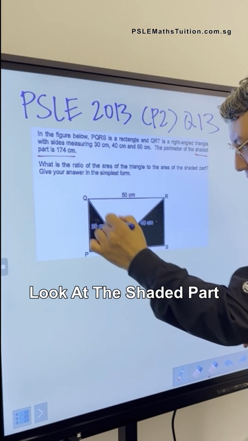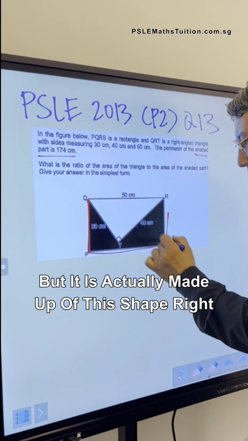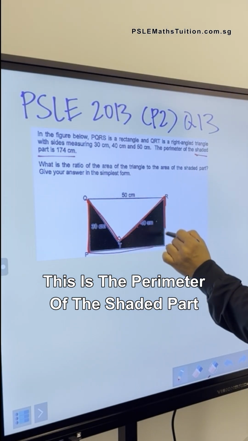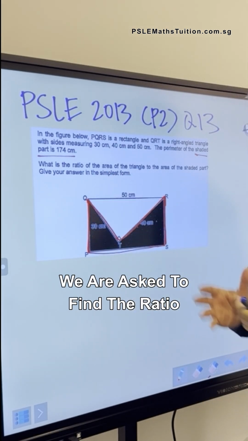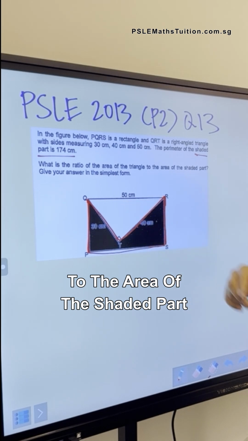Look at the shaded part. It is not really a triangle, but it's actually made up of this shape. So this is the perimeter of the shaded part, and it is 174. We are asked to find the ratio of the area of the triangle to the area of the shaded part.